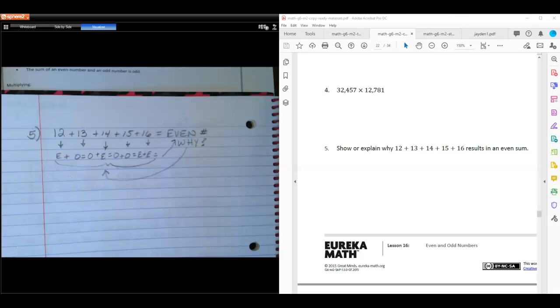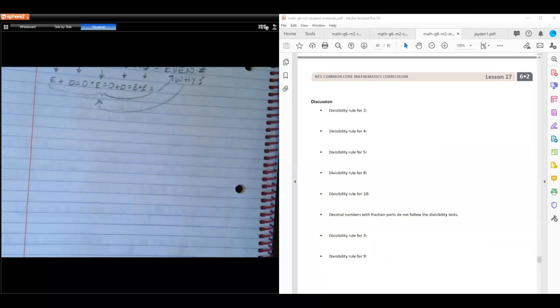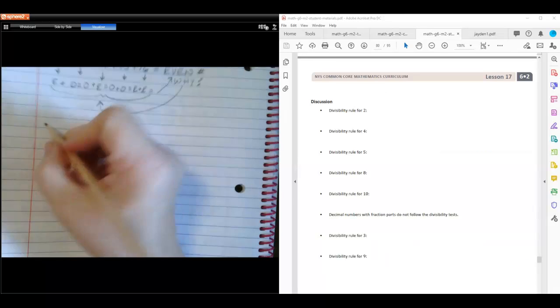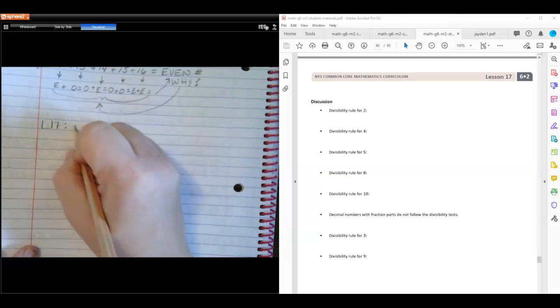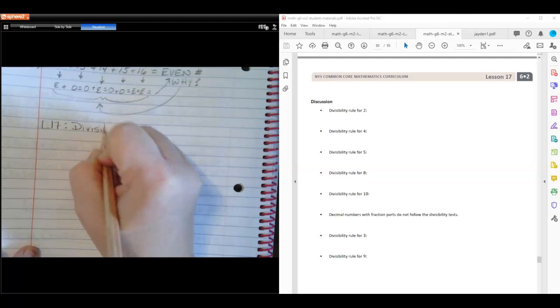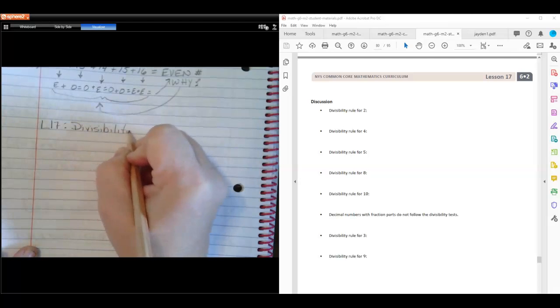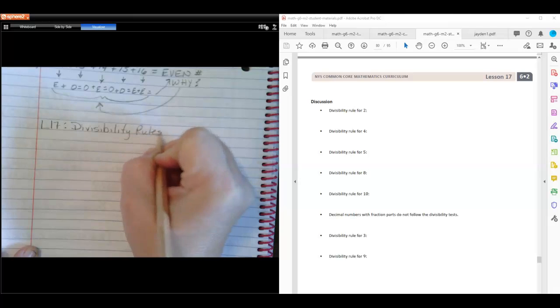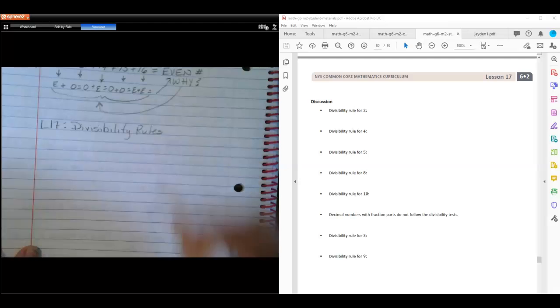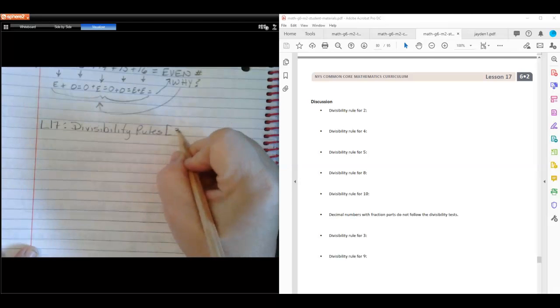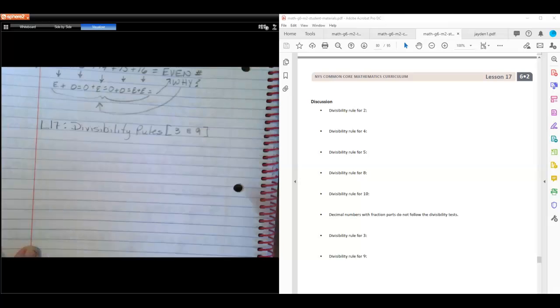All right, we're going to move on to lesson 17. All right, so here we go. Lesson 17. So lesson 17 is looking at divisibility rules. All right? So you have already learned some divisibility rules. This one is specifically looking at 3 and 9, but they're going to review, or they already reviewed. If you watched the videos, you saw the review.